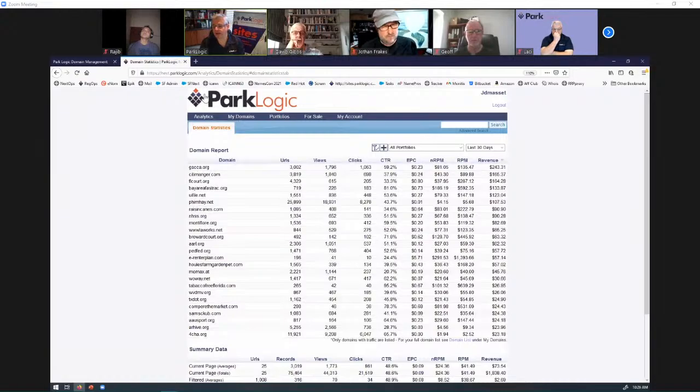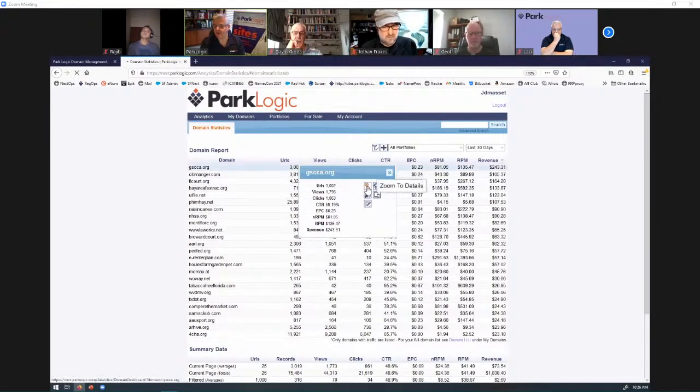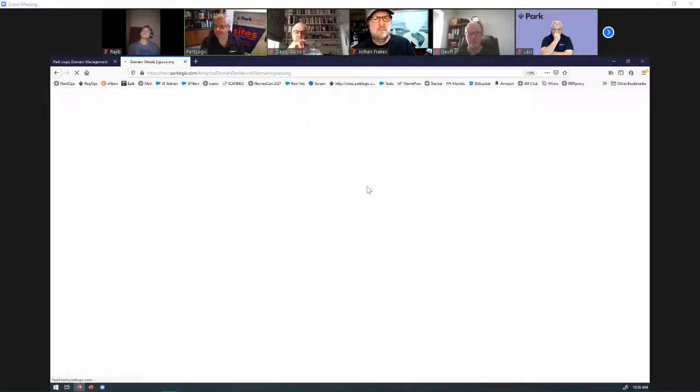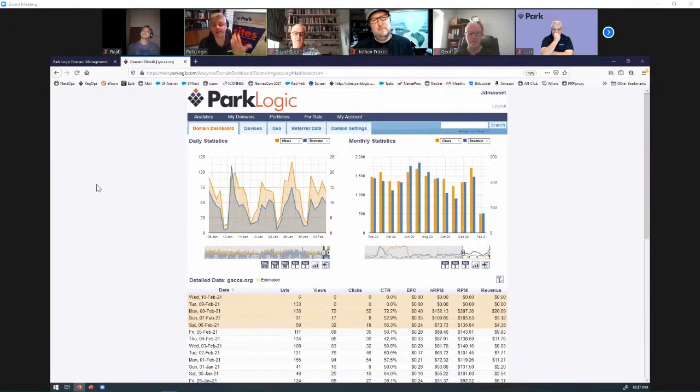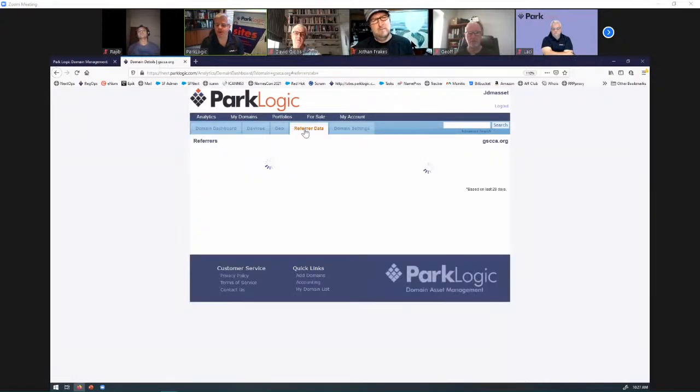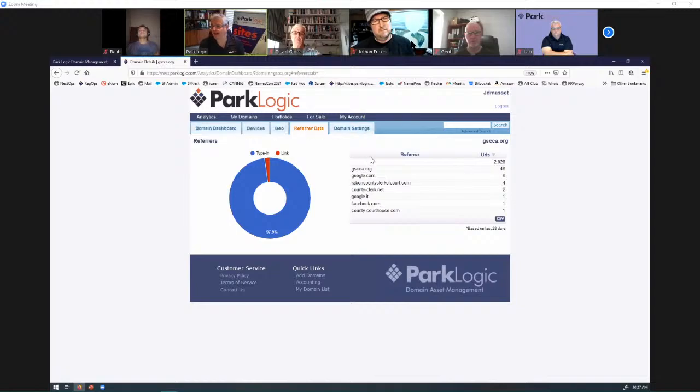Or I can go along and say, go to the stats, and I can say, let's zoom in on this particular domain. By zooming in on this particular domain, it's exactly the same as the account level, but now it's at the domain level. I can get monthly stats, daily stats, and so forth, devices, geo information, and also even referrer data. And the referrers, where's all the traffic coming from? I can see where it's actually coming from. There's some from Google and so forth like that.